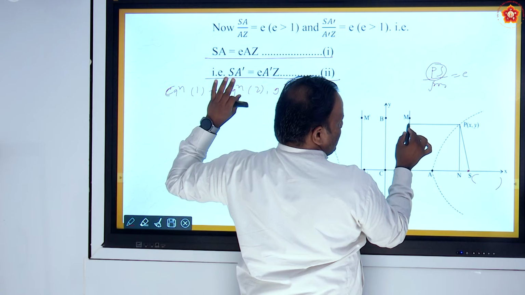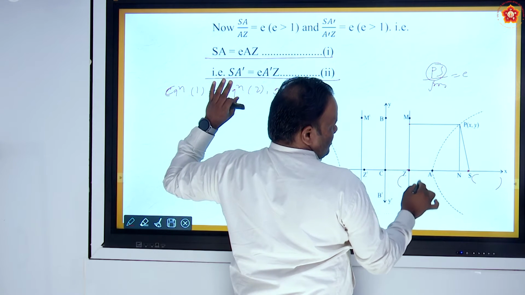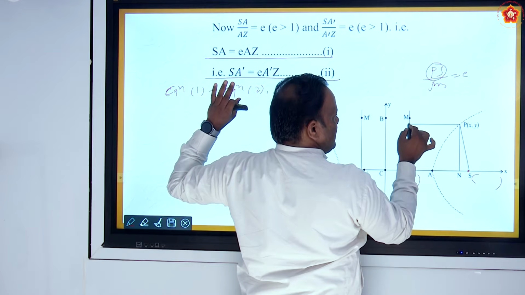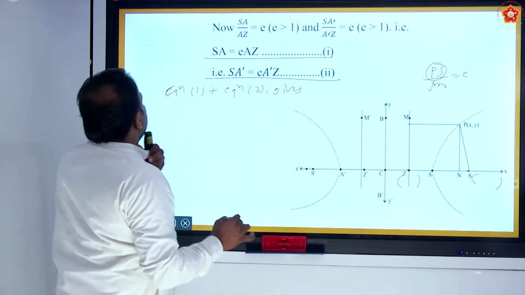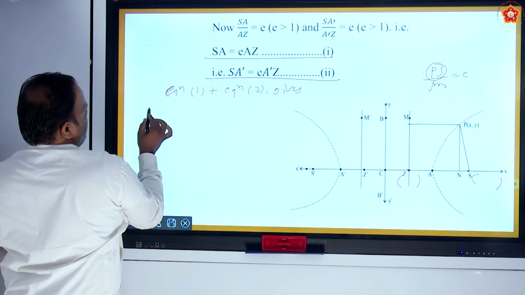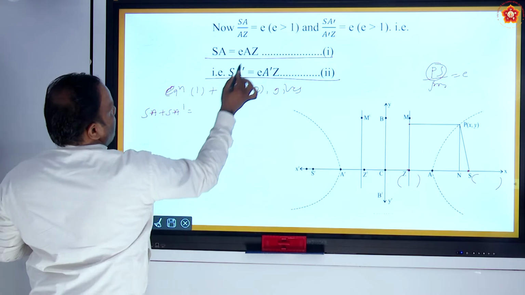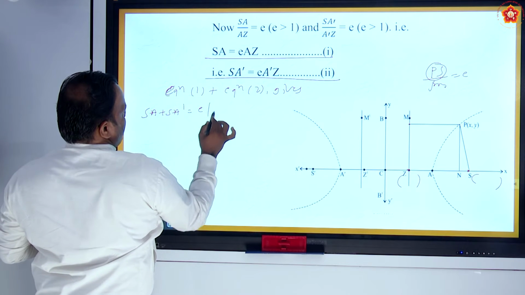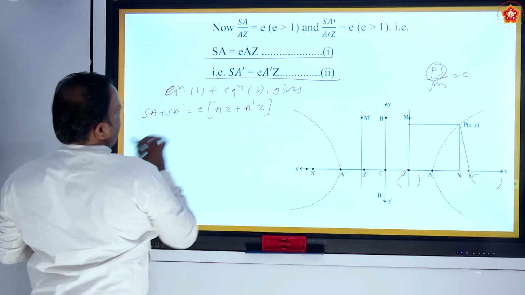PM is nothing but we don't know the coordinates of M. First find the coordinates of Z. If you find the coordinates of Z, then easily you can find the coordinates of M. So first add equation number 1 and equation number 2. What is the LHS? SA plus SA dash equals the RHS, where we take e common. What is remaining here? AZ plus A dash Z, taking e common.